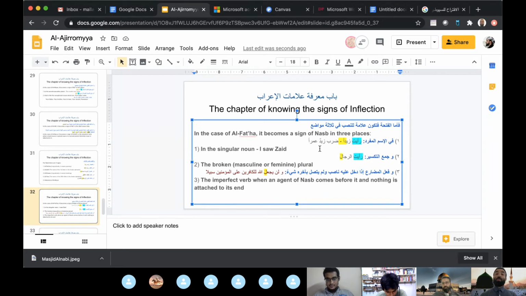And then you realize, because you know that rafa indicates something is a subject, and nasab indicates something is an object, what does your brain tell you? It tells you that Zaid is hitting and Amr is being hit, right? So when you say daraba Zaidun Amran, you realize that Zaid is the subject and Amr is the object. Does that make sense?